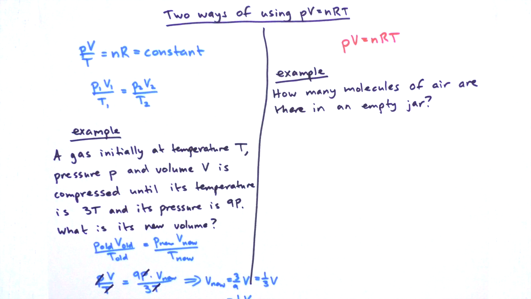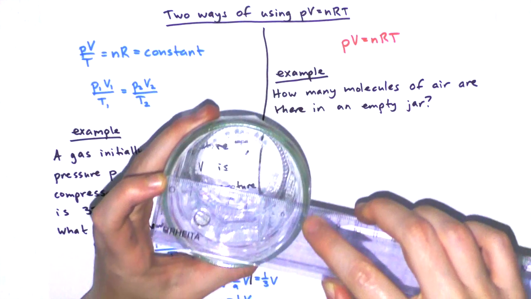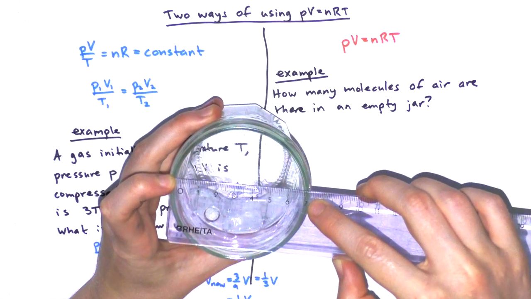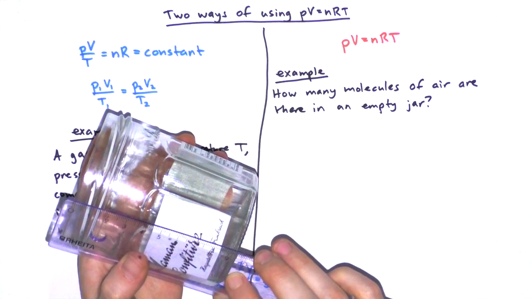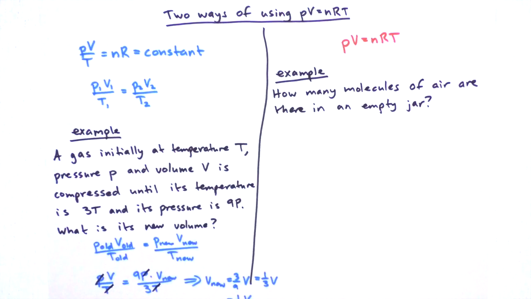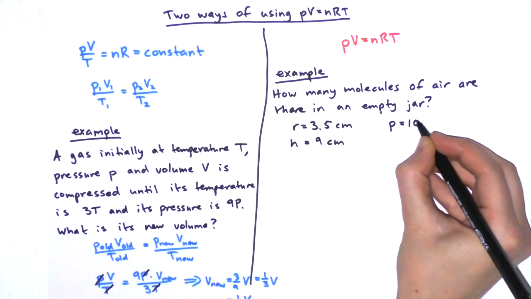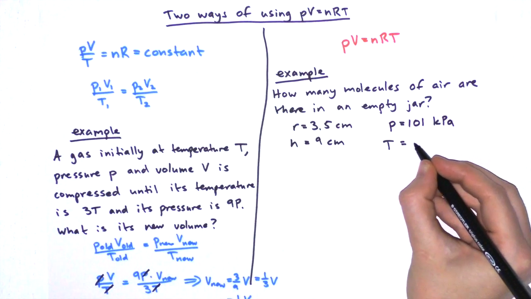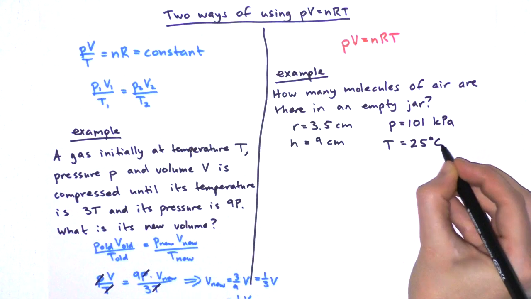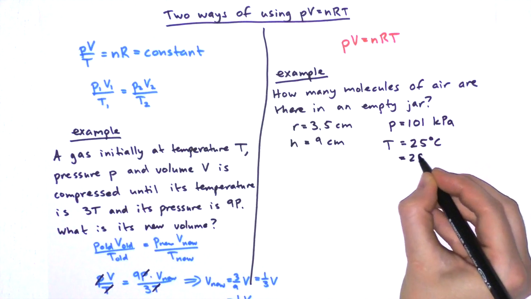And for a cylinder, we need to calculate the area of the cross-section, which would be a circle, and we also need the height. So we're going to measure the cross-section, which is about 7 centimeters. So that means that the radius is about 3.5 centimeters. And we measure the height, and it's about 9 centimeters. And we're also going to need to know something about the pressure and temperature. Atmospheric pressure is about 101 kilopascals, so we'll just assume it's 101 kilopascals. And the temperature, it's quite a warm day today, so let's say it's 25 degrees Celsius, which in kelvins is 298.